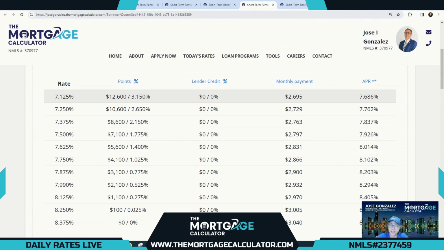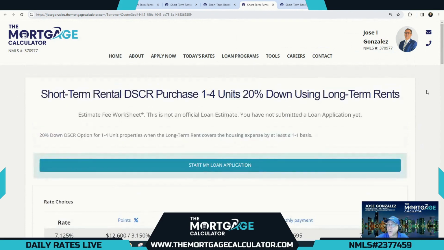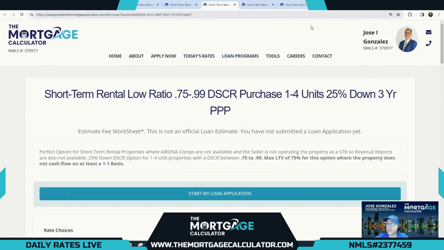So here you go. 8.375% lowest cost option is actually giving a lender credit. We love when we get those lender credits. And you can buy that down all the way to 7.125%. Amazing option here for a 1 to 4 unit purchase. No loan level price adjustments either for 2 to 4 units. So 1 to 4 unit, same pricing, 20% down, long-term rents.